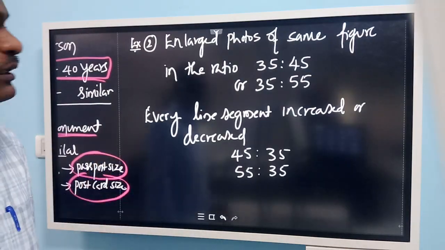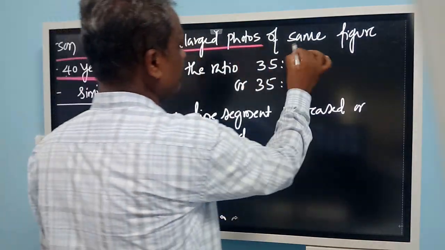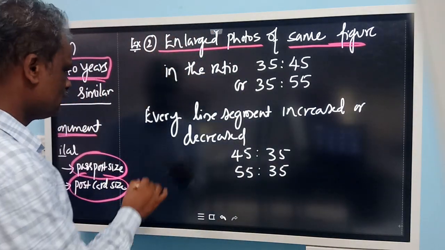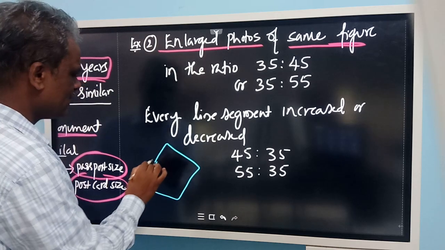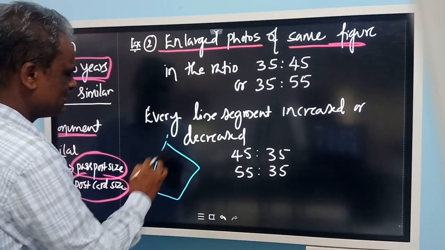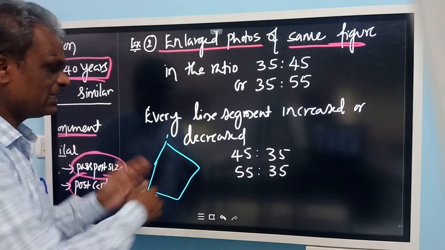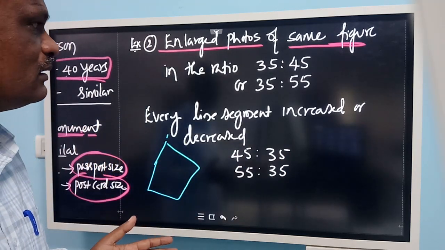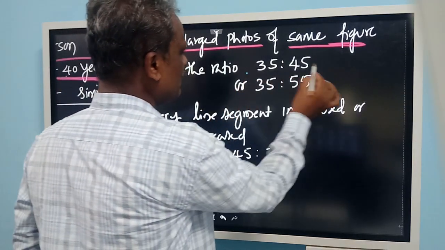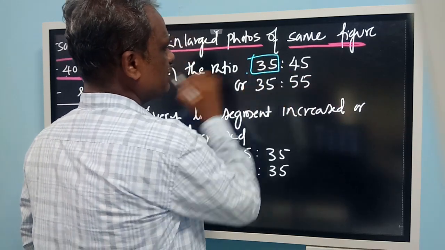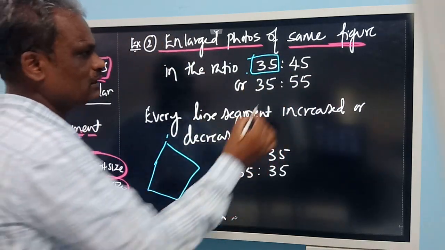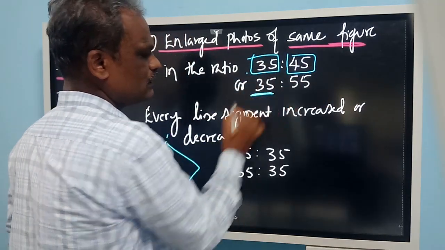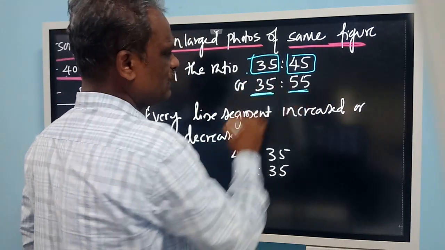Now, I told you to take enlarged photographs of the same figure. You can take any geometrical figure and enlarge it, or you can take the Taj Mahal and enlarge it in the ratio of 35:45. Earlier it was 35 centimeter width. Now you have enlarged it to 45, or you have enlarged the 35 width to 55.